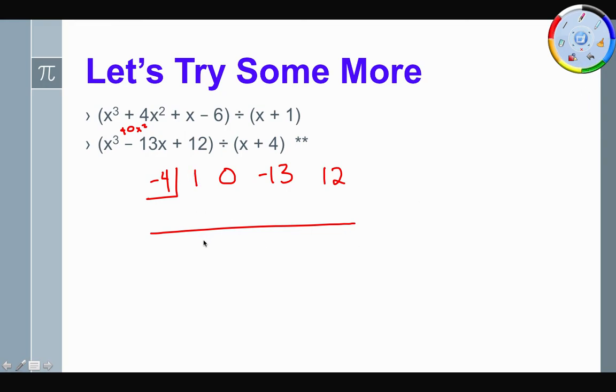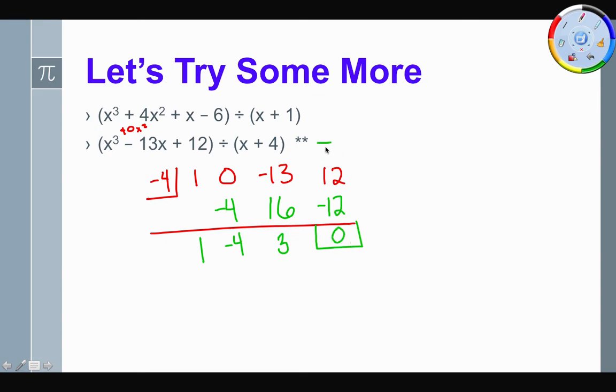All right, process: drop the 1. Multiply by -4, we get -4. We add those two things together, we get a -4. -4 times -4 is +16, and when we add those two things together, we get a +3. I forgot to put my box down here. All right, -4 times 3 is a -12, and finally we get one where the remainder is 0.